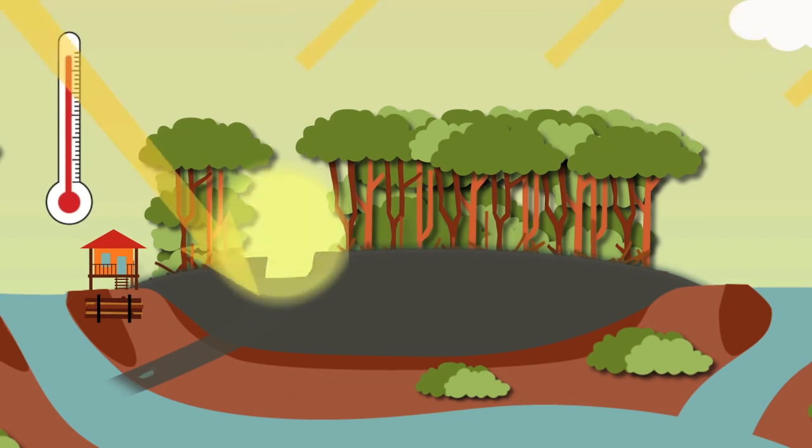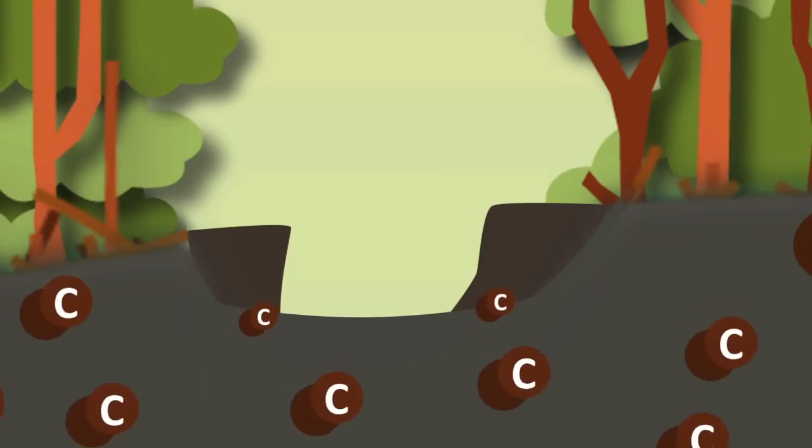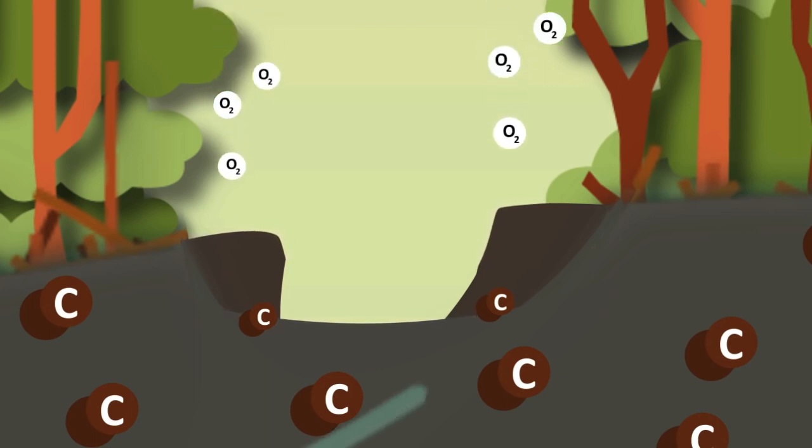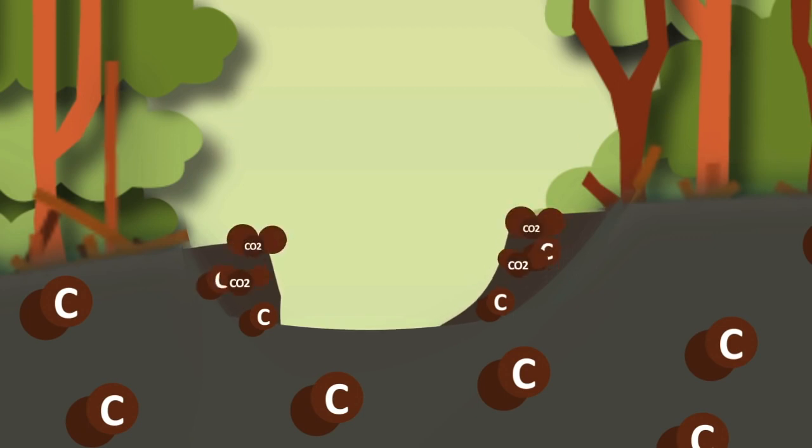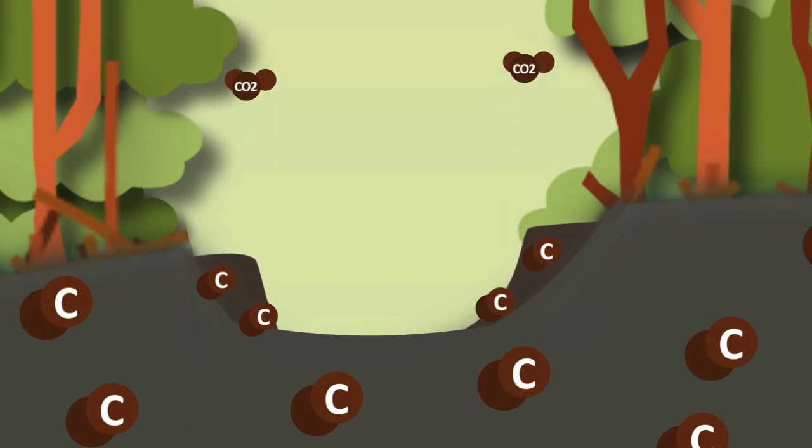The temperature goes up. The organic carbon matter near the ditch is drying out. Oxygen enters the peat, and the peat begins to decompose. Solid carbon turns to carbon dioxide, traveling up and away.